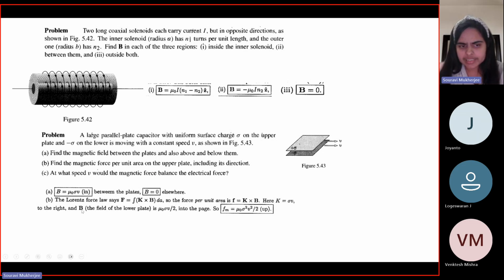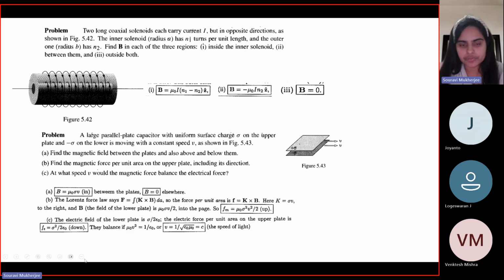Okay. And the magnetic field of the lower plate, if you just consider the lower plate, will be given as mu naught sigma V by 2. And so you can find the net force. So this is the force on the upper plate because of the lower plate. And then it's similar to how we had done the last question. So if you try to equate it to the electric force, you would again see that the velocity has to match with the speed of light.